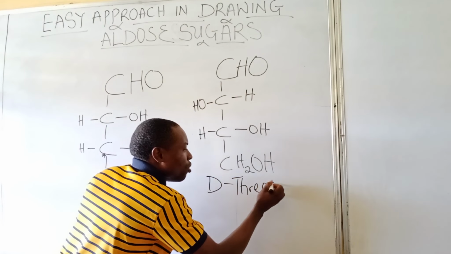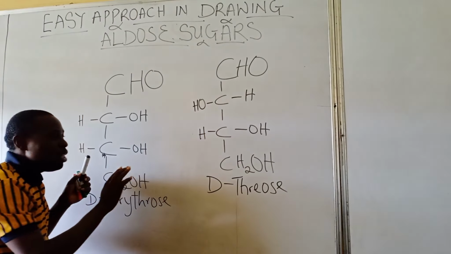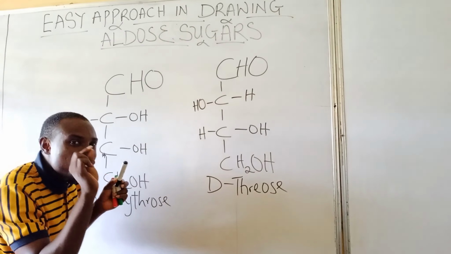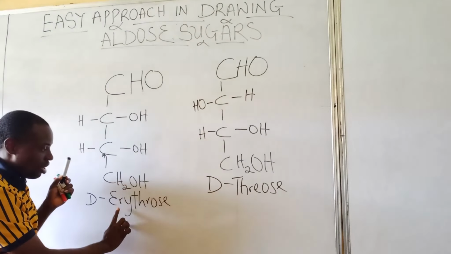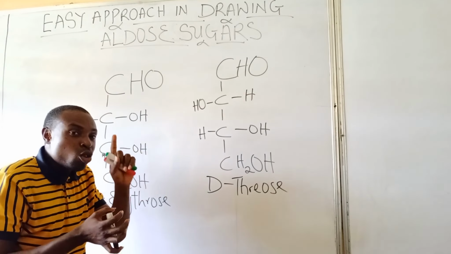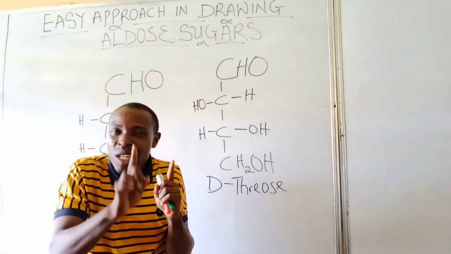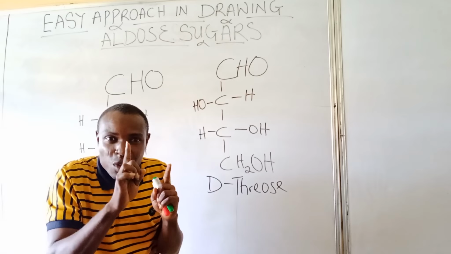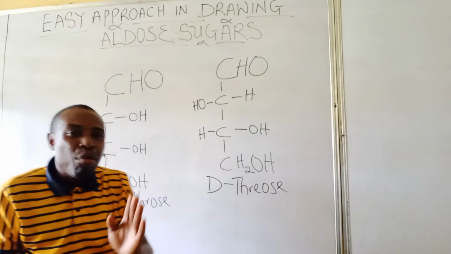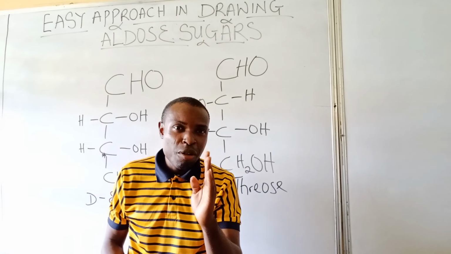D-threose, in carbon 2, it now changed. So these are the only two forms we have for the aldotetrose, which are erythrose and threose. Another point, remember, in the previous video I told you what they call epimers. Epimers are sugars that differ in only one carbon configuration. So you can as well say that D-erythrose is a carbon 2 epimer of D-threose.